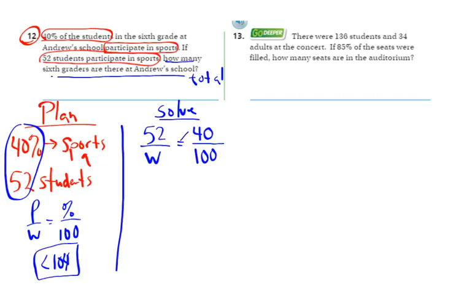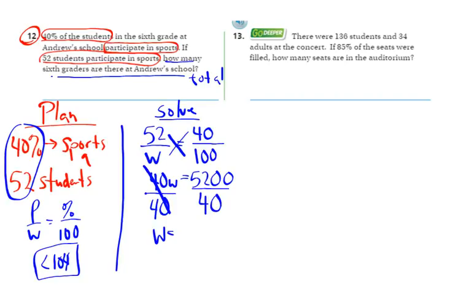Always starting with the diagonal that has the variable, 40w. That's 40 times w. And we're going to multiply that by, well, 52 by 100. So that's going to give me 5,200. And I have 40 times w equals 5,200. I'm going to divide both sides by 40. 40's canceled. W equals 5,200 divided by 40 into your calculator. Gives me an answer of 130.